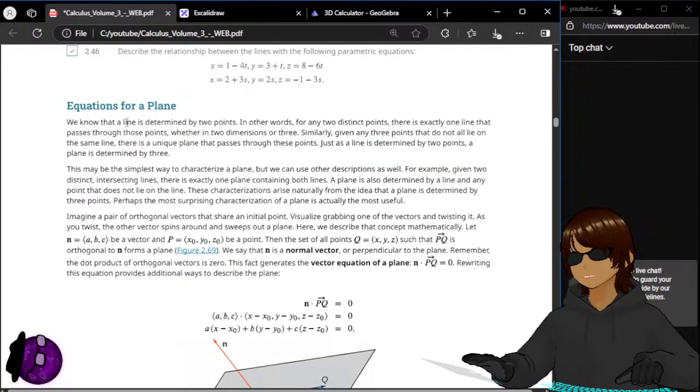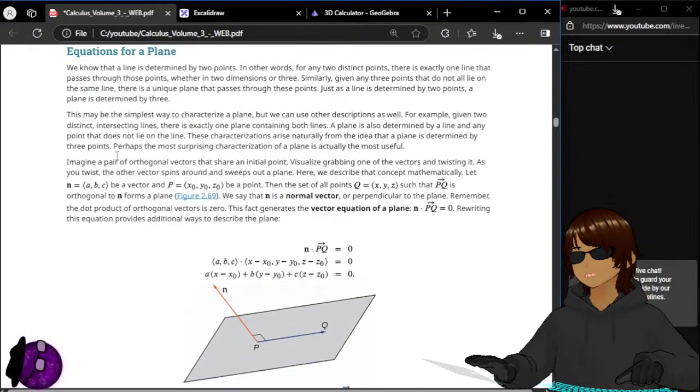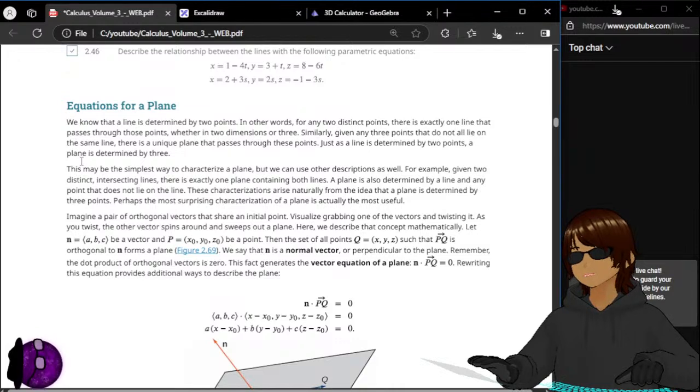We know that a line is determined by 2 points. In other words, for any 2 distinct points, there is exactly one line that passes through those points, whether in 2 dimensions or 3. Similarly, given any 3 points that do not all lie on the same line, there is a unique plane that passes through these points. Just as a line is determined by 2 points, a plane is determined by 3. Okay.